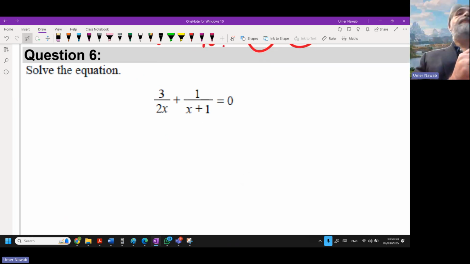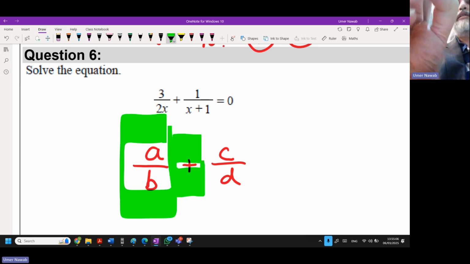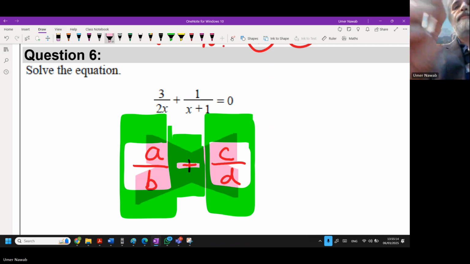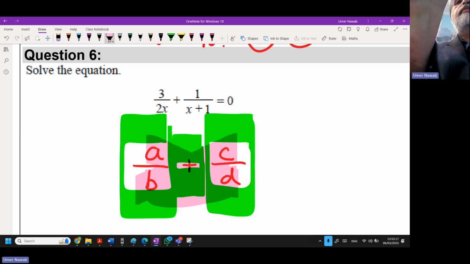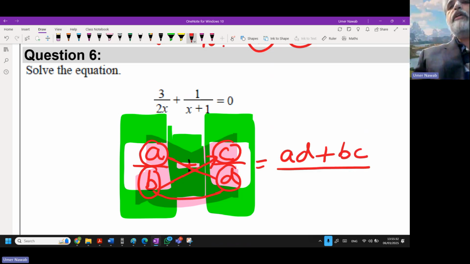This question is interesting. Why interesting? Because you remember when we did this type of questions, A over B plus C over D, when you see a fraction plus fraction, or fraction minus fraction, the rule is called the butterfly technique. What is the butterfly technique? Butterfly technique says that this A should multiply with D, so I will get AD. This B will multiply with C and I get plus BC. And in the denominator, B will multiply with D.